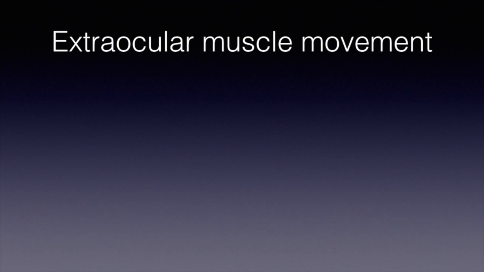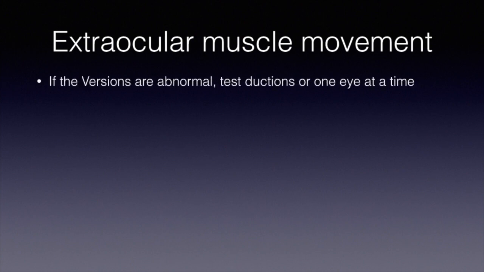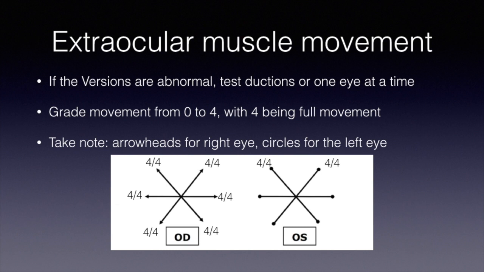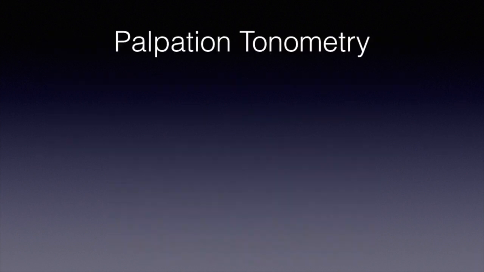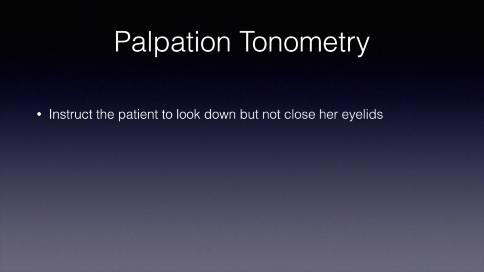If the versions are abnormal, perform the duction test. This is done one eye at a time. Use an occluder to cover the eye that is not being tested. Perform the same steps as described for version testing and grade the movement from 1 to 4, with 4 being full movement. The fourth part of the 5-point exam is palpation tonometry.